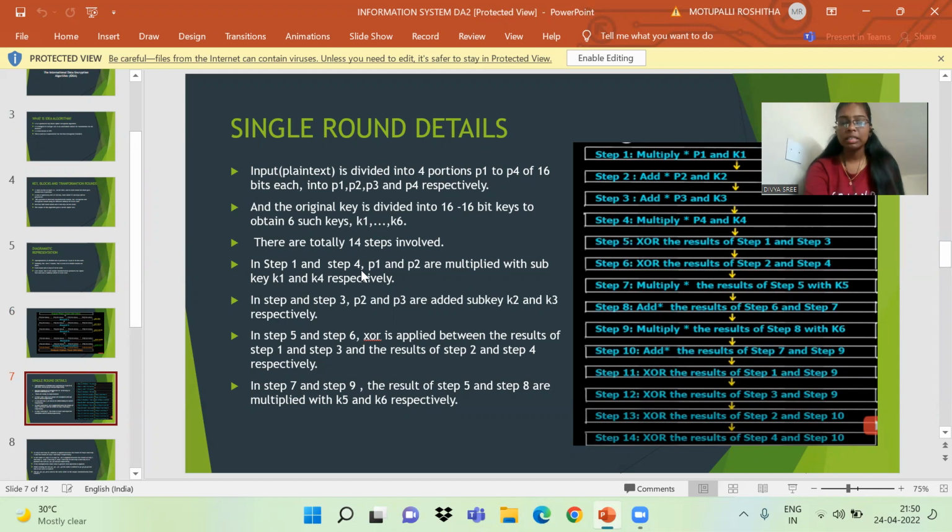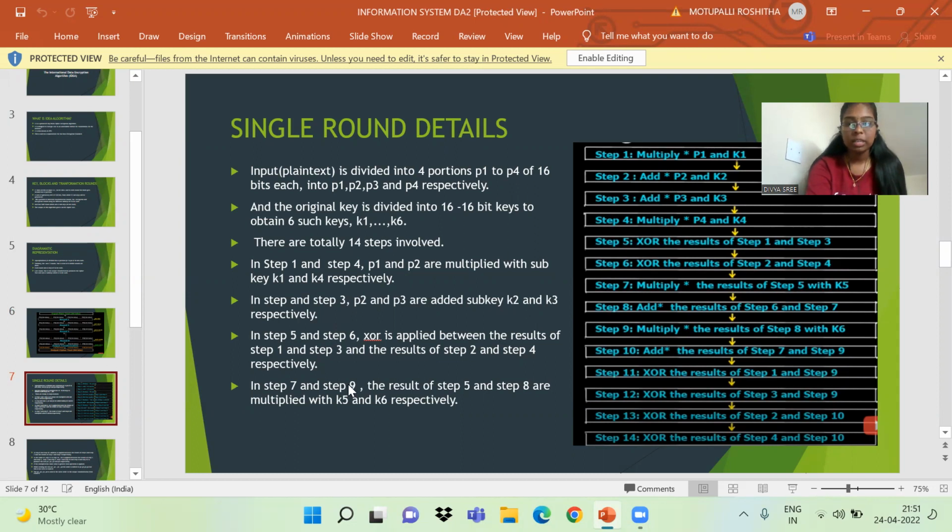In step 1 and step 4, P1 and P4 are multiplied with the subkeys K1 and K4 respectively. In step 2 and 3, P2 and P3 are added with K2 and K3 respectively. In step 5 and step 6, we need to apply the XOR operation between the results we got from step 1 and step 3, and the results of step 2 and step 4.